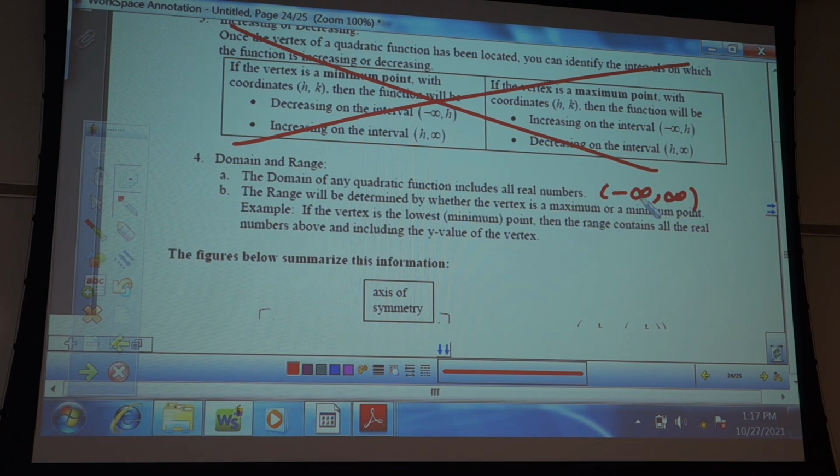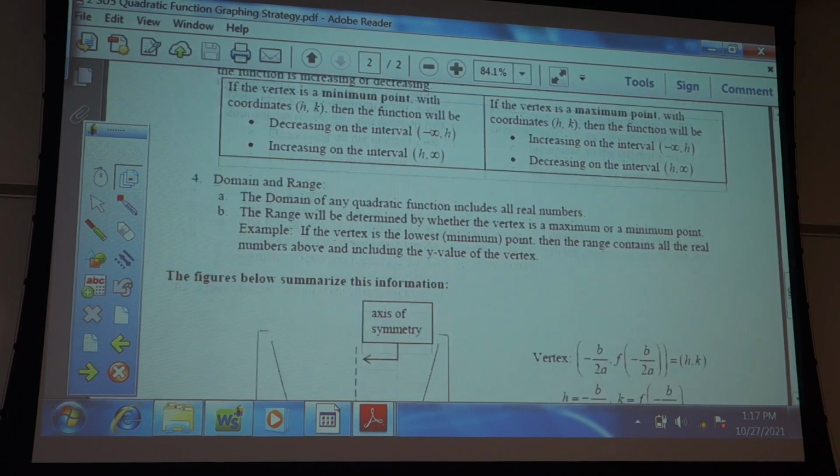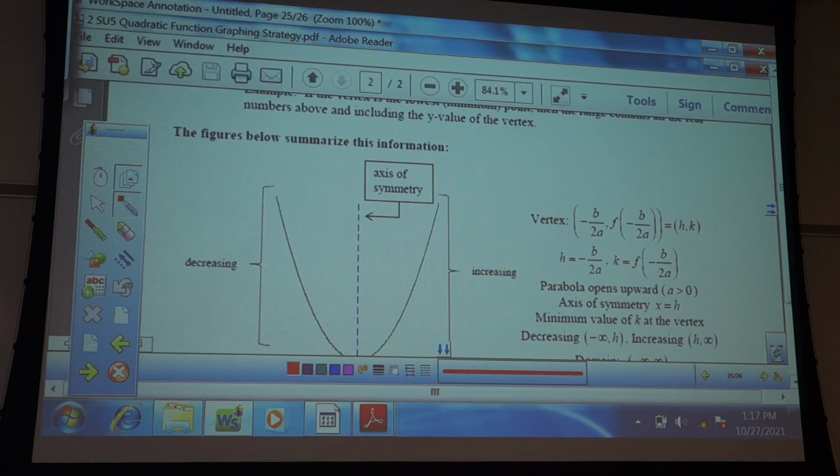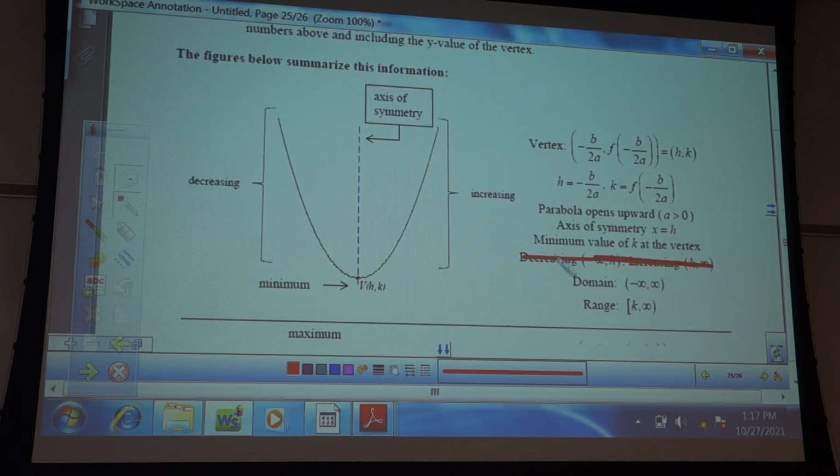The vertex is either going to be the minimum or the maximum. So it'll either go up from the minimum, or it'll go down to the vertex, depending on the direction of the vertex. Yeah, this sort of summarizes it. I guess we can summarize it. Sure. We'll ignore that part here.